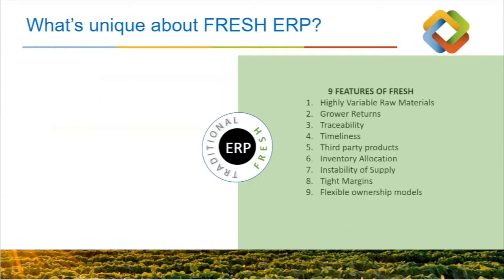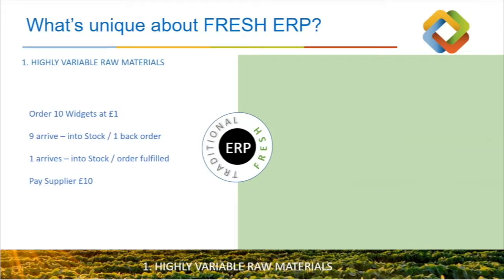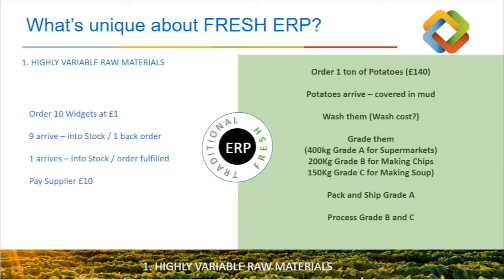The differences can be highlighted across 9 major headings. The first of which is in the fresh ERP world, we're dealing with highly variable raw materials. In a traditional ERP system, let's face it, you order 10 widgets at £1, 9 arrive, put them into stock, 1 is on back order, that 1 eventually arrives, the order's fulfilled, the supplier's paid off, away you go. Very simple. In the world of fresh ERP, it's very different.